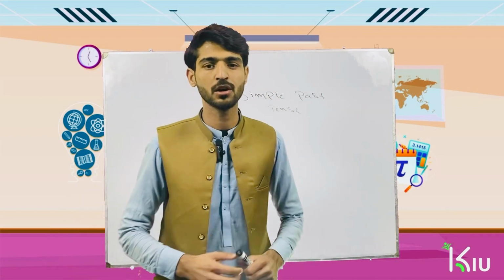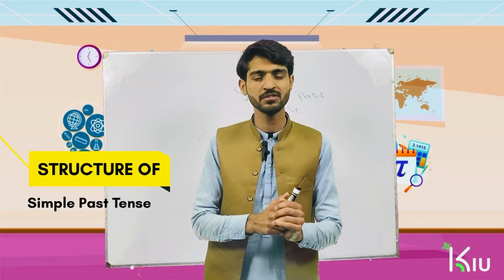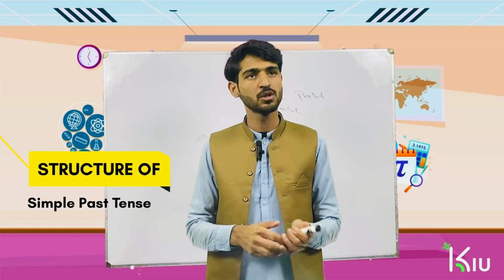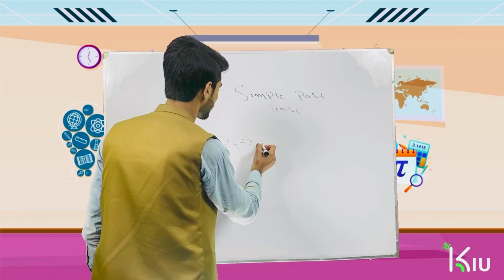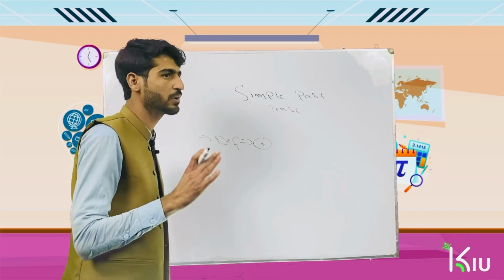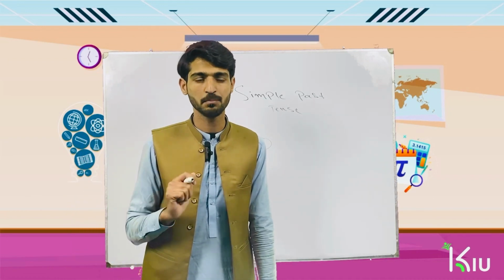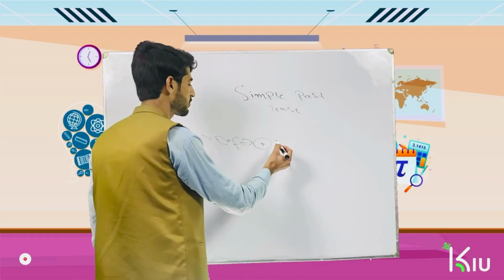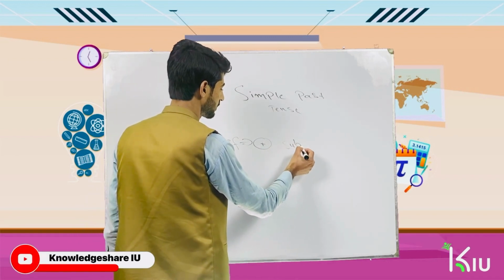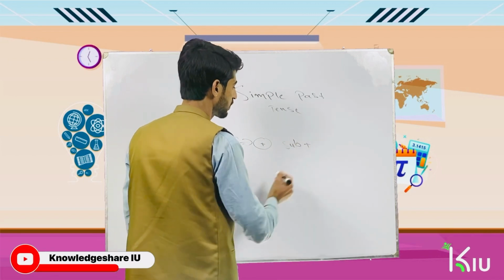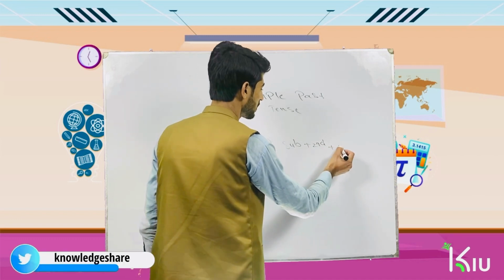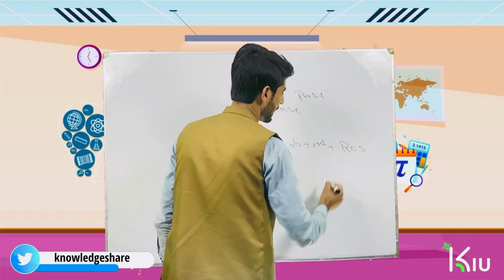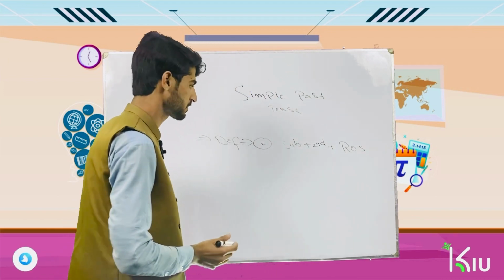Let's get ahead to the structure of simple past tense. We have three kinds of structure in every tense: positive, negative, and interrogative. So first of all, let's get ahead with the first structure, and the first structure is positive. How will we make a positive structure in simple past tense? First of all, we'll put the subject. With the subject we will put the verb, but the second form of the verb. Then with the verb we will end the sentence, the rest of the sentence.